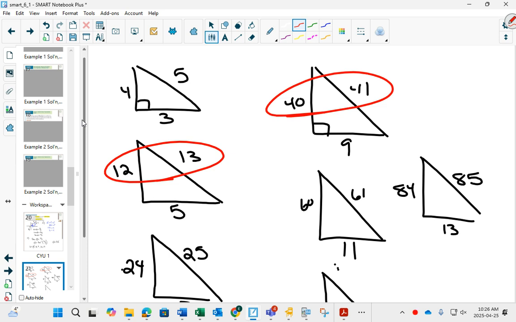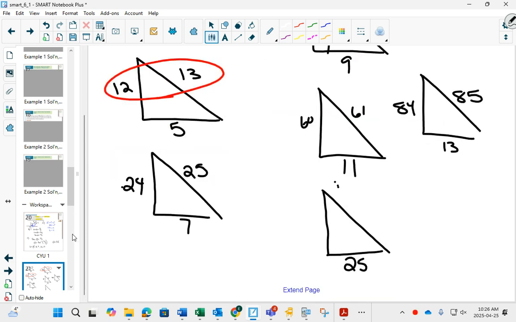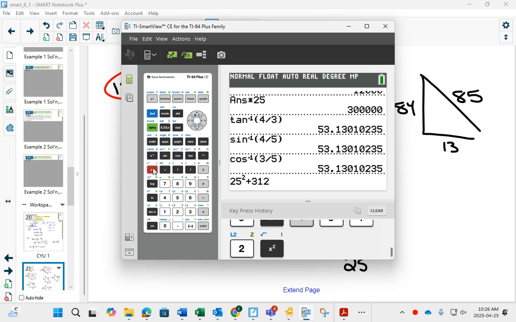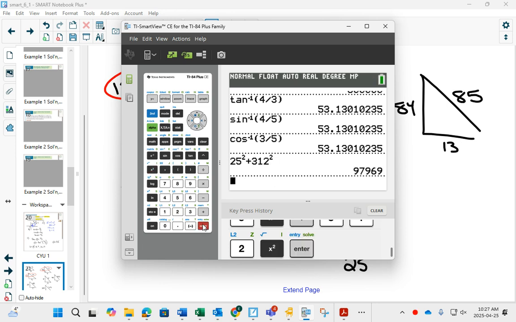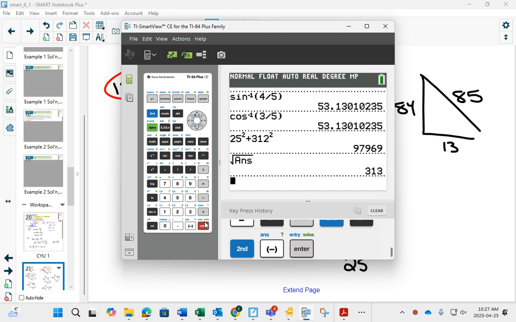11 squared is 121. Now this is a little bit hard because I don't know how many of you know 25 squared. 225? Close, that's 15 squared. 625. And if you cut 625 in half, you get 312.5, so that makes these 312 and 313. And if we check it out, 25 squared plus 312 squared, if I square root that, I get 313.